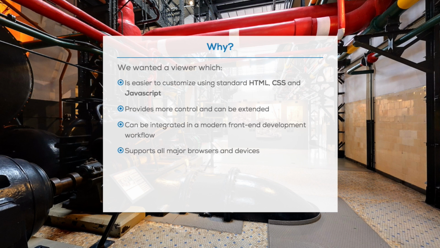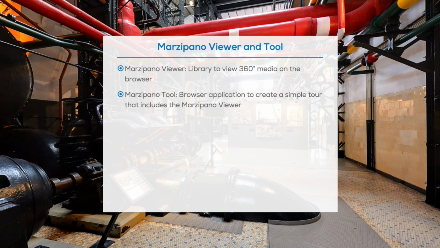I'll be talking about two things. One of them is the Marzipano viewer, and this is just a JavaScript library which can be used to view 360 media on the web. And then I'll talk about the Marzipano tool, which is something we made so that it would be easier to use the viewer. This is an application which runs on the browser and lets you create a simple virtual tour. I'll start by talking about the tool, and then I'll go into some more details of how the viewer works.